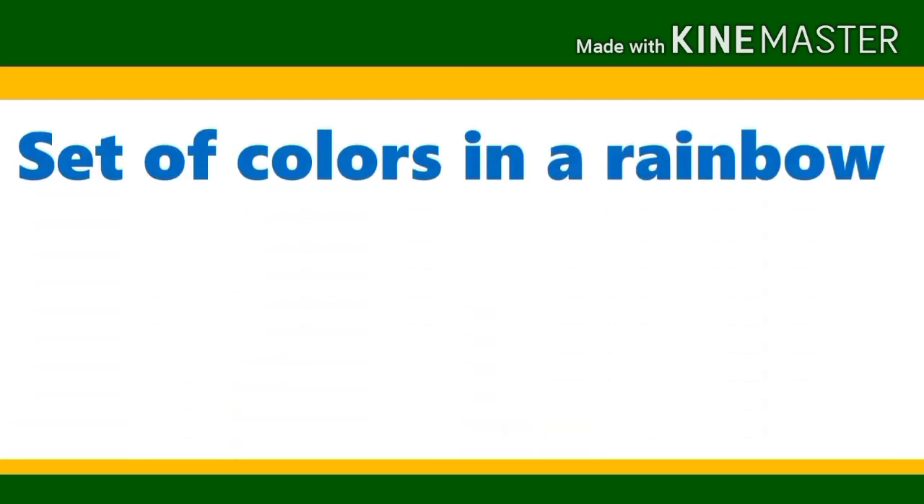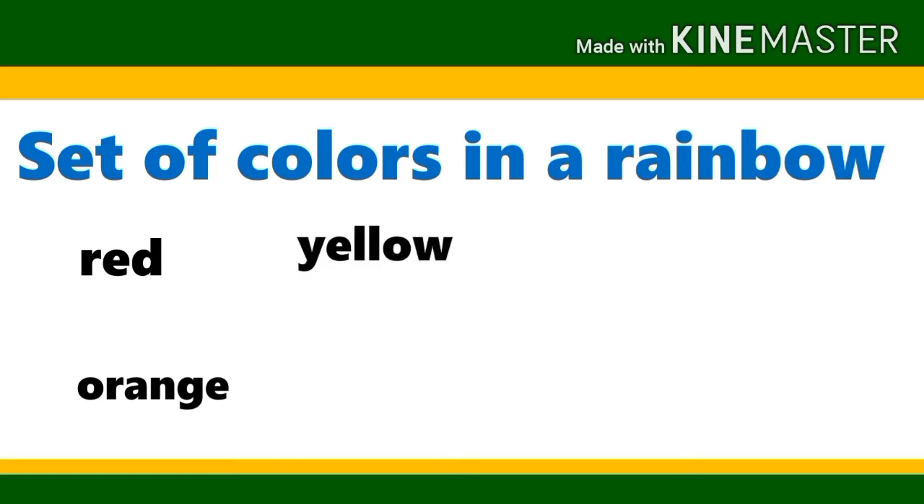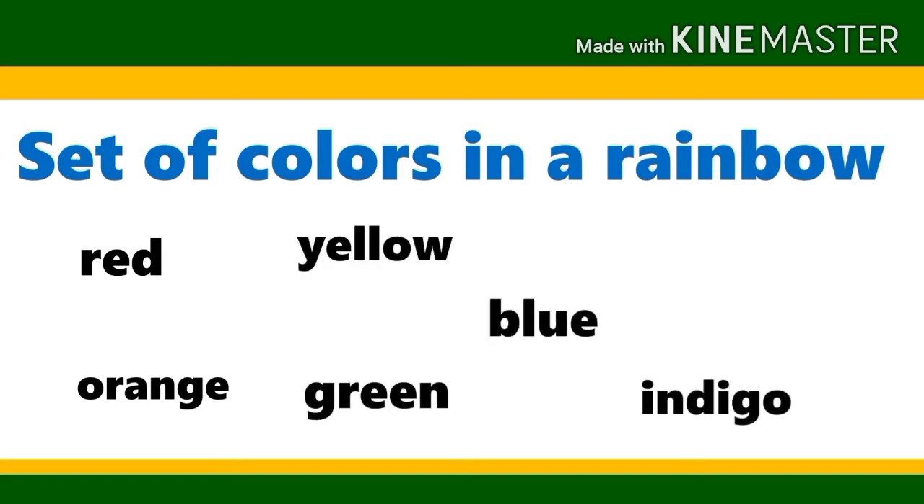Next one, we have the set of colors in a rainbow. This is an example of well-defined set since we can give the exact elements of colors in a rainbow. We have red, orange, yellow, green, blue, indigo, and violet. That's why this is an example of well-defined set.